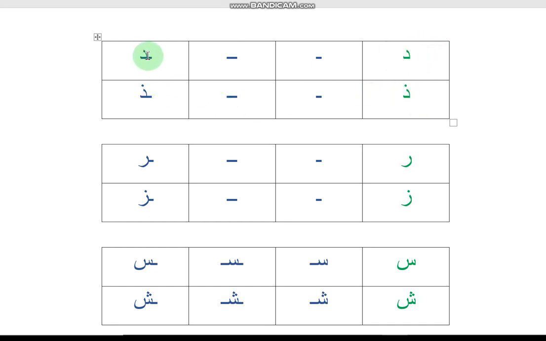And Dal at the final stage. These ones are Dal and Zal in isolation. And these ones are Dal and Zal at the final stage.